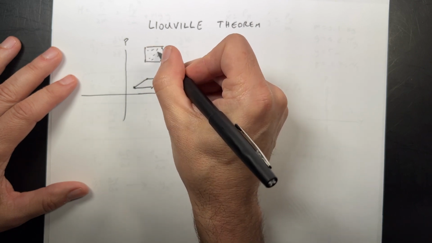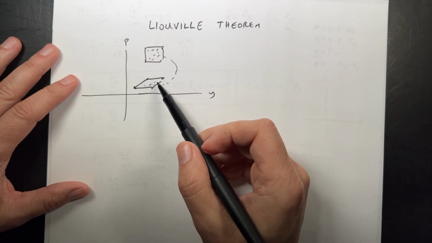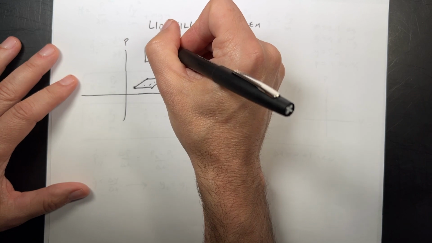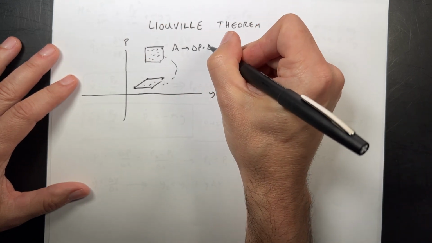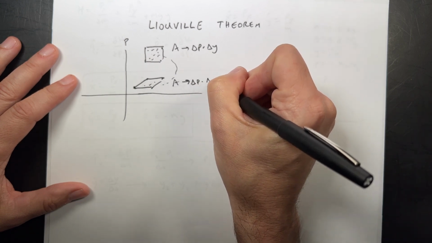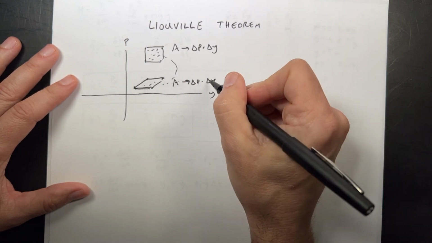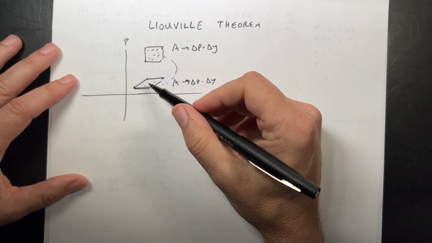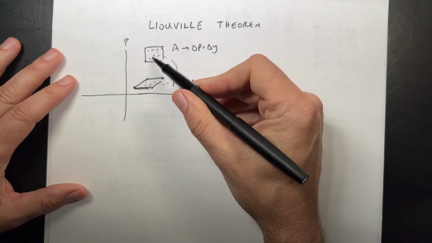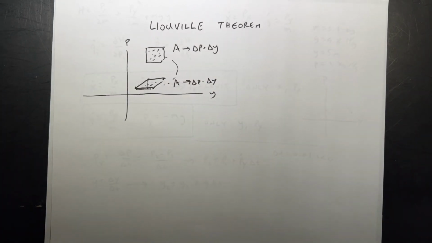So there's a bunch of points in here, and they evolve to a bunch of points down here. But the area in phase space, which would be delta P times delta Y, is going to be the same as down here of delta P times delta Y. The area of a parallelogram is base times height still. That's the height. But these areas are the same. So you can treat the motion of particles in phase space as though they're like a fluid, and the fluid area is conserved. And I think that's kind of cool.